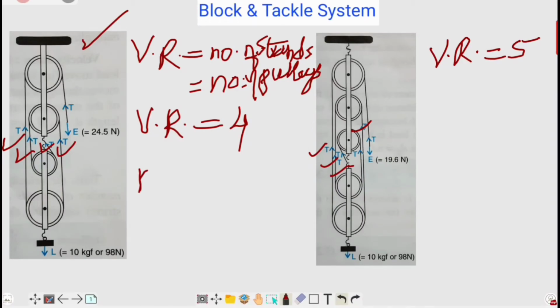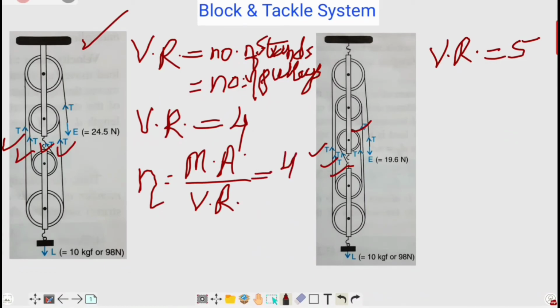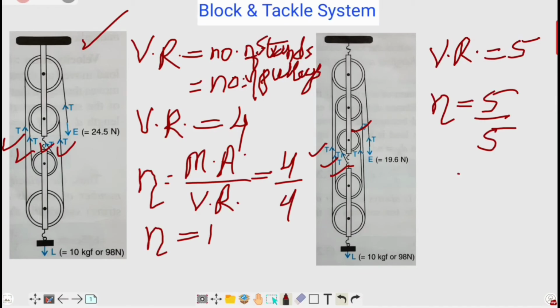But when you calculate the efficiency, you know what efficiency is? Mechanical advantage upon velocity ratio. Now in this case, previously we got mechanical advantage 4, and now velocity ratio 4. So my efficiency is 1. Same way here also, efficiency is 5 by 5. Previously we got mechanical advantage 5, so 1 or 100%. But you know that is only in the ideal condition.